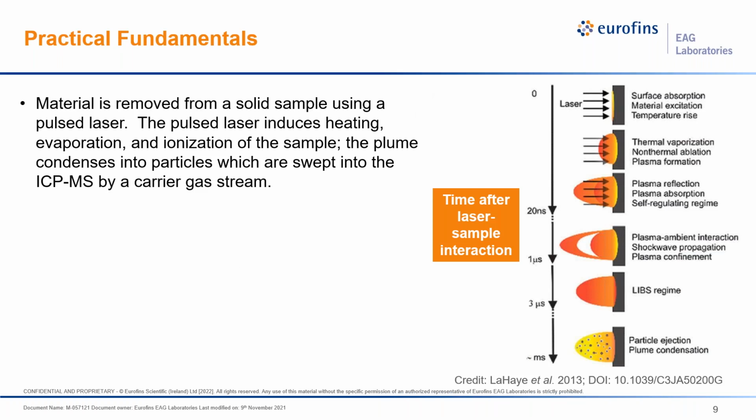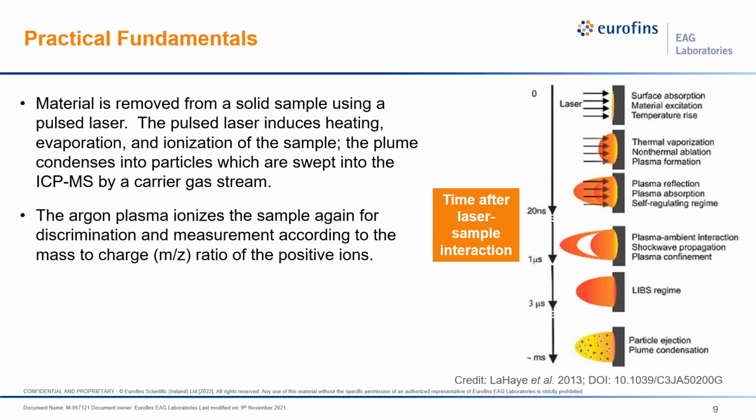So how does laser ablation manage to introduce a solid sample to a mass spectrometer? The diagram at right illustrates the ablation process as it occurs over roughly a millisecond. So the top is 0 time and the bottom is about 1 millisecond after the laser is fired. So first, material is removed from a solid sample using a pulsed laser. It's not continuously firing, it's operating in bursts. The pulsed laser induces heating, evaporation, ionization of the sample. The plume of ions then recondenses back into particles, which are swept into the ICP-MS by a carrier gas stream.